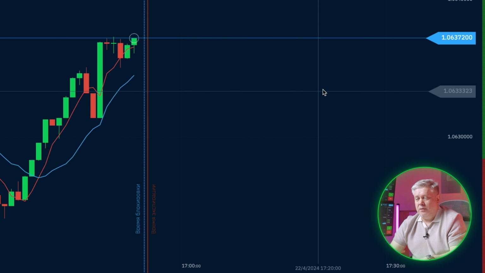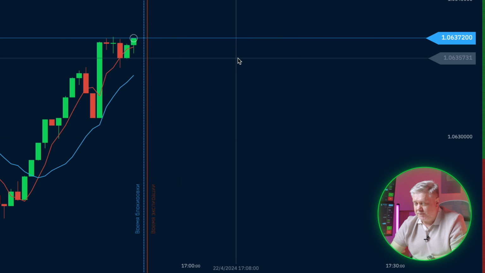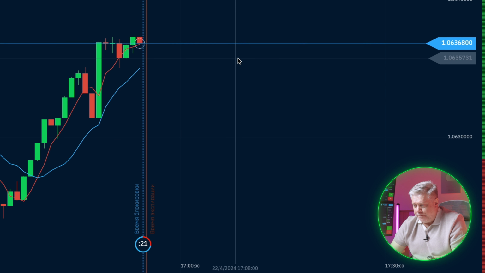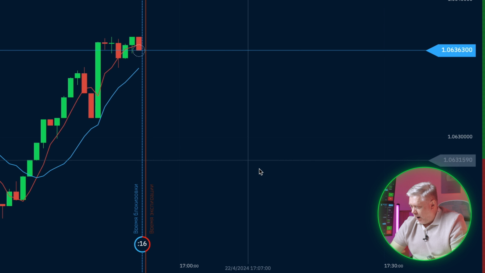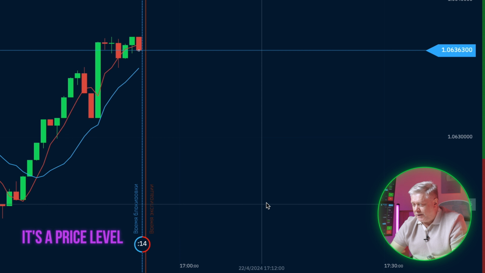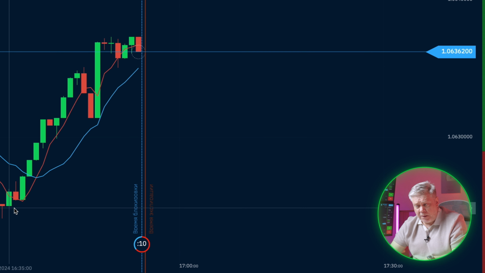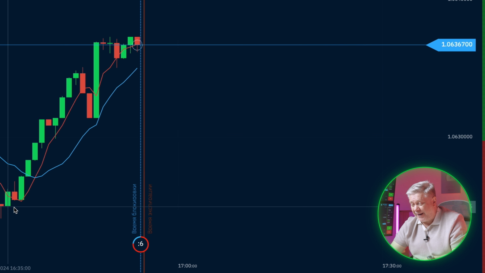In addition to these two moving averages, 5 and 13, I also use support and resistance levels. What is a support level? It's a price level. For example, the mark of 1.0525 on this chart. I rounded it to 25 because trading psychology often relies on round numbers.